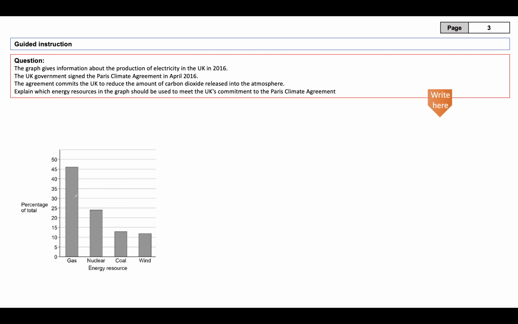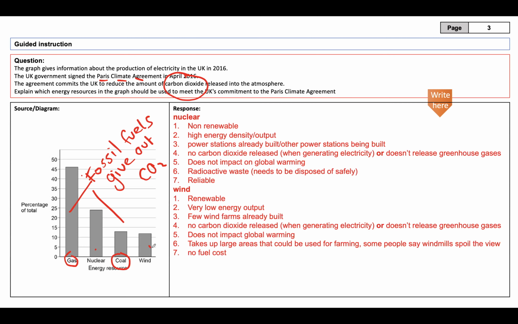So if we look at these, we have gas, and we have coal. These are both fossil fuels, and they both give out CO2. So we can't use these, right? If it's giving out CO2, we're not going to be able to meet our Paris climate agreement, which is reducing carbon dioxide. So we're going to ignore those, and we're just going to focus on evaluating nuclear energy and wind energy. This is how we do it.